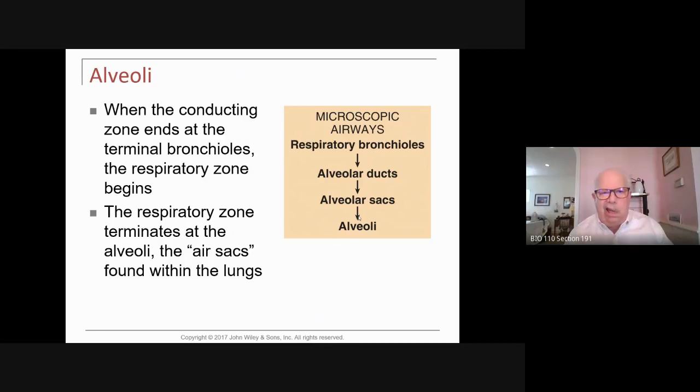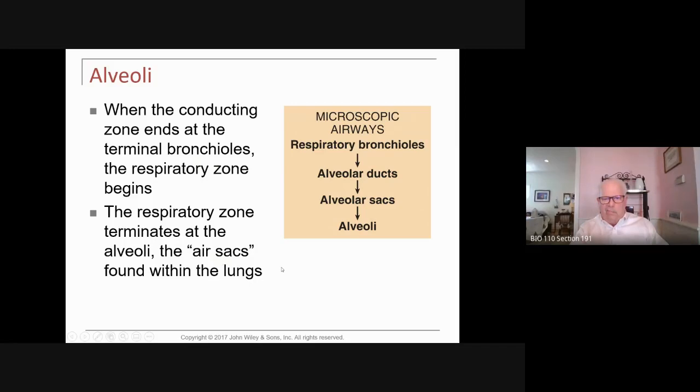The conducting zone ends at the terminal bronchioles. The respiratory zone then begins. It begins at the respiratory bronchioles and terminates in the alveoli. This is where gas is exchanged. Oxygen in, carbon dioxide out in the lungs.